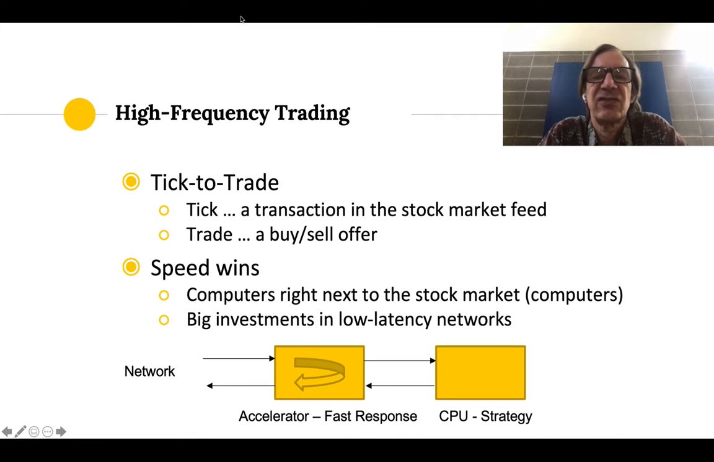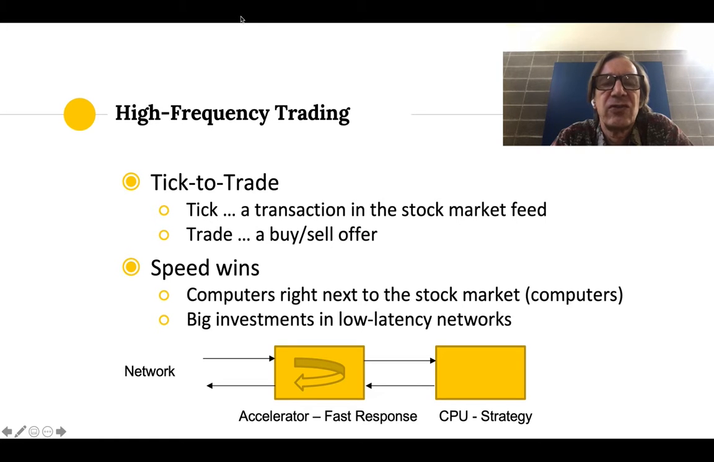Our next example is high frequency trading. So obviously this is an example where latency matters a lot. People have spent enormous amounts of money creating networks with the lowest possible latency between exchanges. And when you're looking at a single exchange, a premium is paid to place your computers as close as possible to the exchange itself, reducing latency.